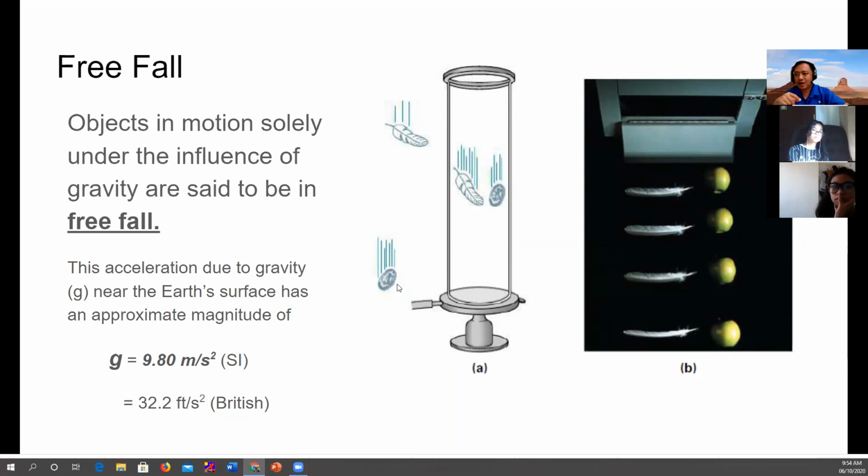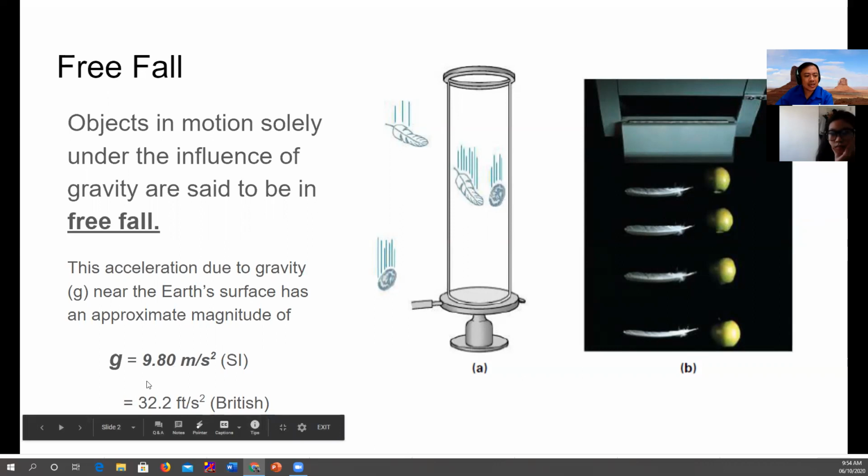Okay, it falls first. And in a vacuum, meaning there is zero air, they will fall to the ground or to the bottom at the same time. So that is free fall. No air resistance. But if there is air resistance, you have to account for that upward force, aside from the downward force that will give you the downward acceleration. So in a vacuum, the feather and coin, or an apple and feather, will really fall together.